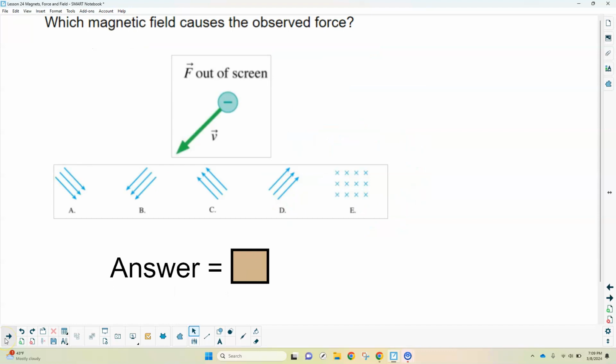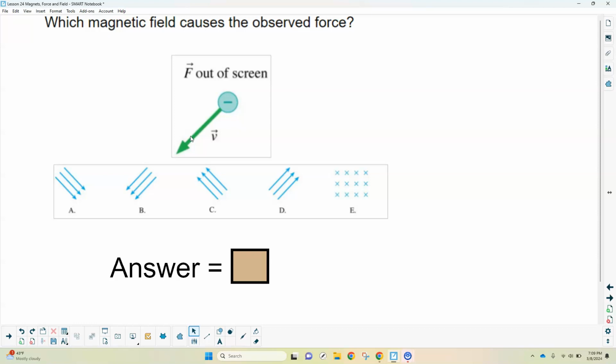We've got another one here, so I'll let you try this one. It says which magnetic field causes the observed force. This is a little bit different. It says the force is coming out of the screen, so the force is coming towards you. Take note of what charge this is. It's not a positive charge in this one; it's a negative. And the velocity is still directed kind of down and to the left. So you have to think, okay, I want the force to come out of the screen. I'm trying to figure out which way I need my fingers to point in order for that to work.